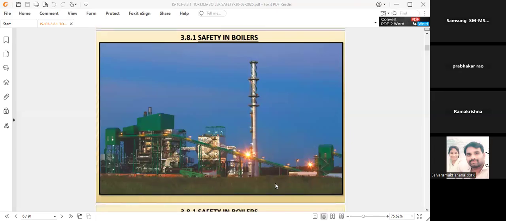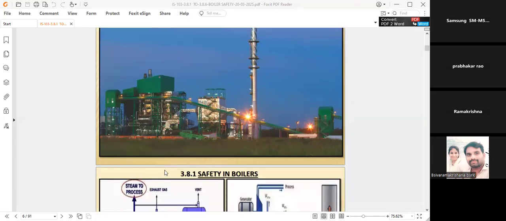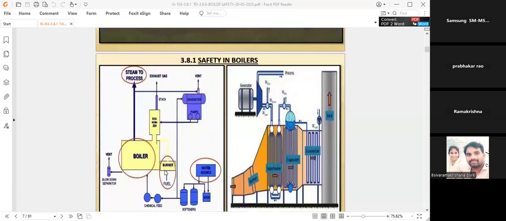How the greenery is maintained is very, very important. Around the furnace, the greenery should always be there to accommodate the carbon dioxide absorption and all. Coming to this one, the purpose here is steam to process.